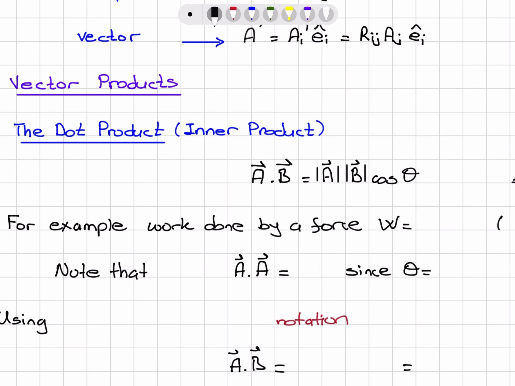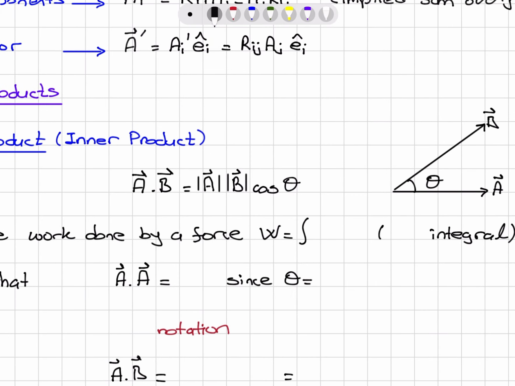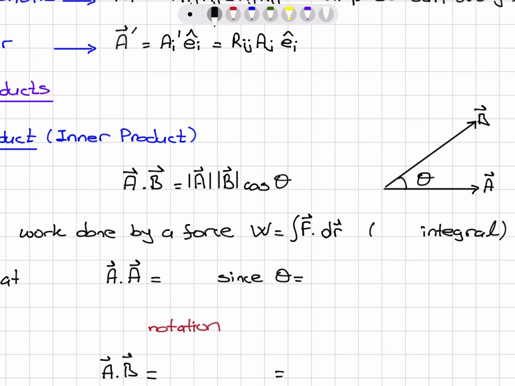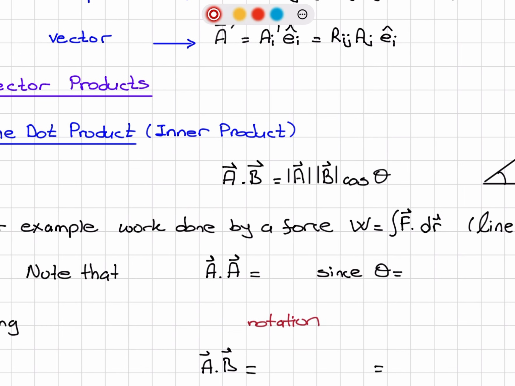For example, this is used in physics when we calculate the work done by a force. The work done is a line integral. It is the dot product of the force with the displacement integrated over the path on which the motion occurs. So this is a line integral. And using the definition of the dot product, I can see that if I take the dot product of a vector with itself, A dot A, this would be the absolute value of A squared multiplied by cosine 0, which is 1. So this is the magnitude of A squared, and theta is equal to 0 degrees for this case.